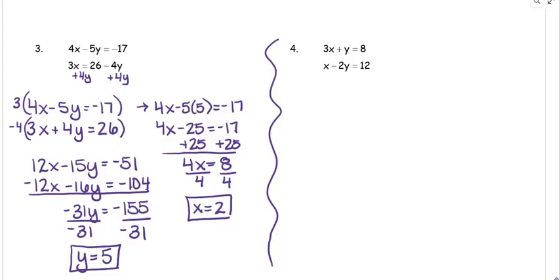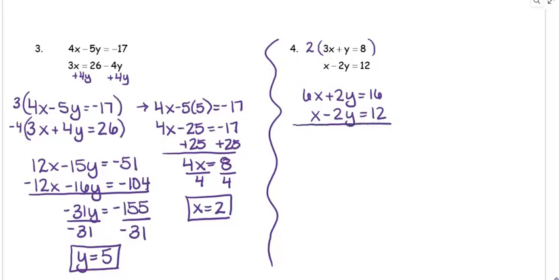I feel like I've gotten rid of the x's a whole bunch here, so how about for this last one here, I try to get rid of the y's. I'm going to multiply that first equation through by a 2. If I do that, I come up with 6x plus 2y is equal to 16. My second equation, if I rewrite it, I have x minus 2y is equal to 12. Take a look at the y's. I now have opposite coefficients.